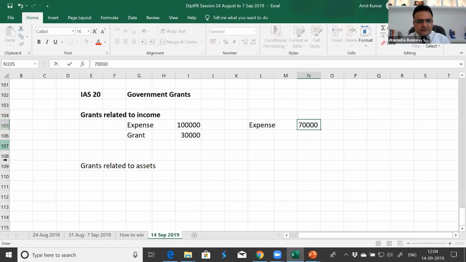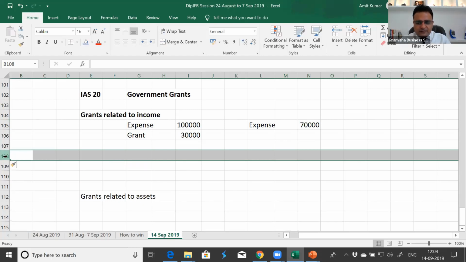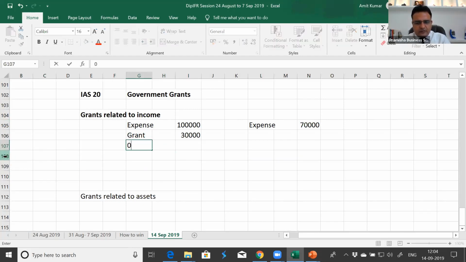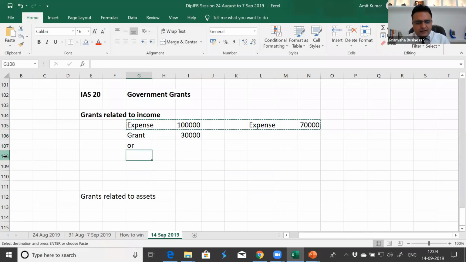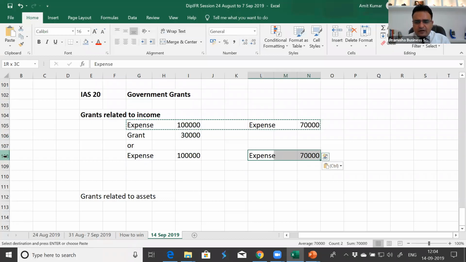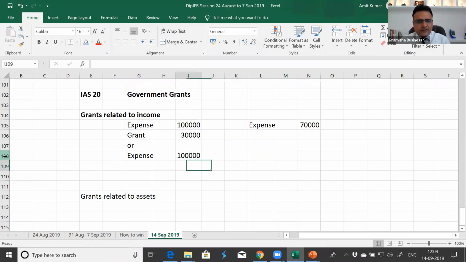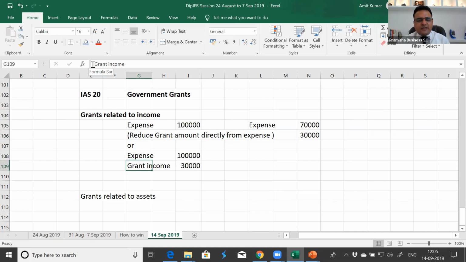This is one way of doing it. The other way is we continue to record the expense at 100,000 and record grant income of 30,000 in the books. We show it separately as income. So this is how we deal with grants related to income: either reduce directly from the expense or show it separately as other income. The grant amount received is shown as other income.